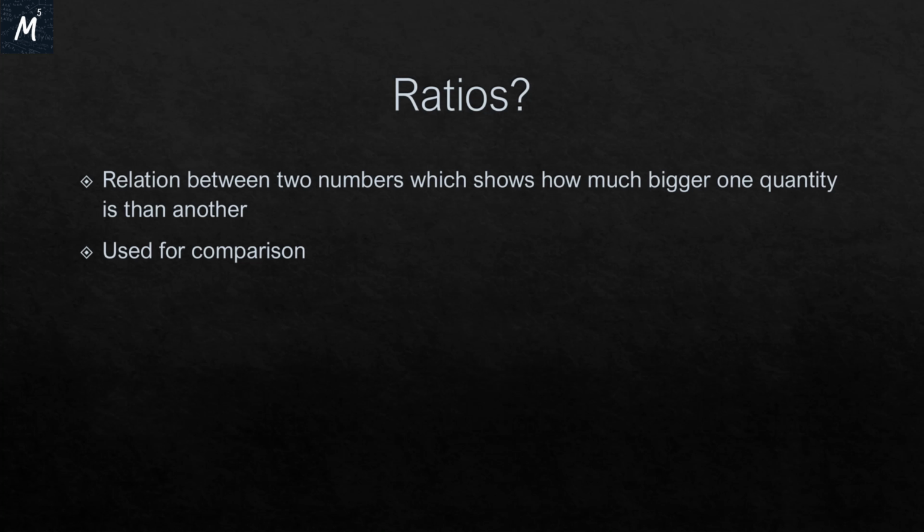So what is a ratio? Ratios are basically used for comparison between two numbers. How much one number is bigger than the other. And the first way of doing a comparison is subtraction and the other one is division.